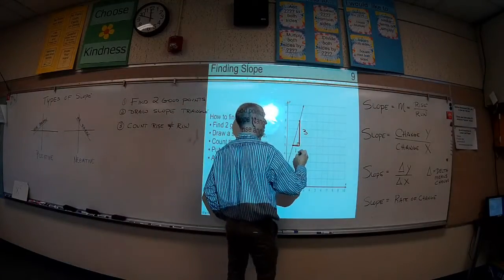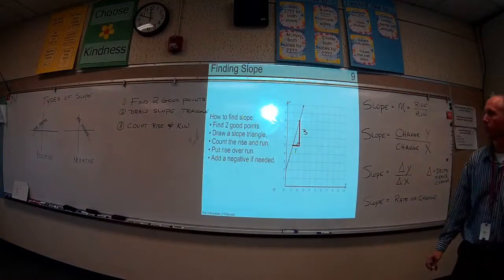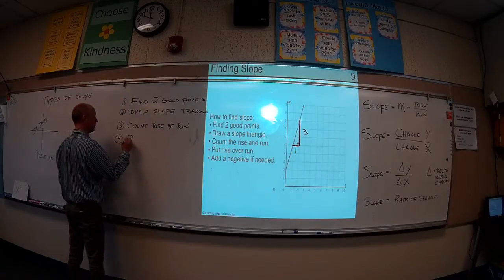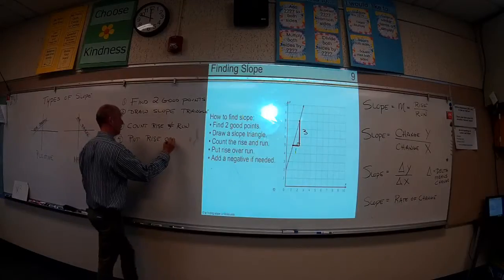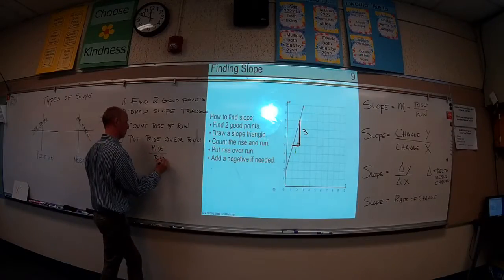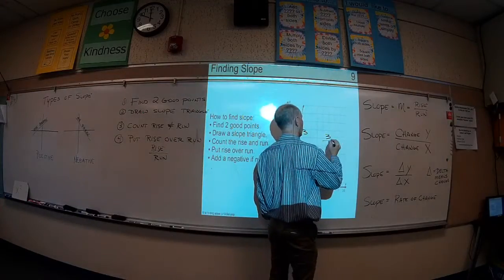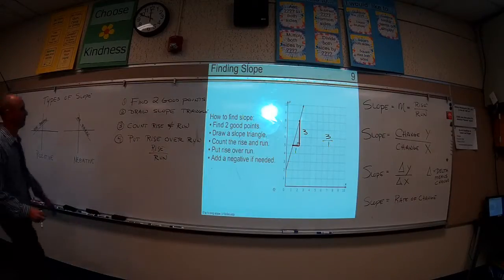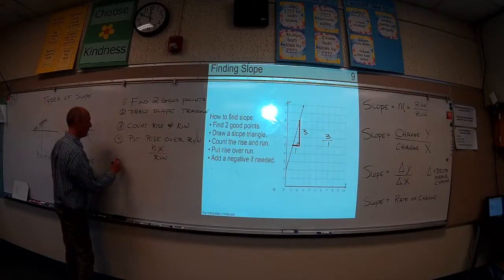The rise is 3, the run is 1. There's my rise and run. Put rise over run, which is 3 over 1. Add a negative if needed.